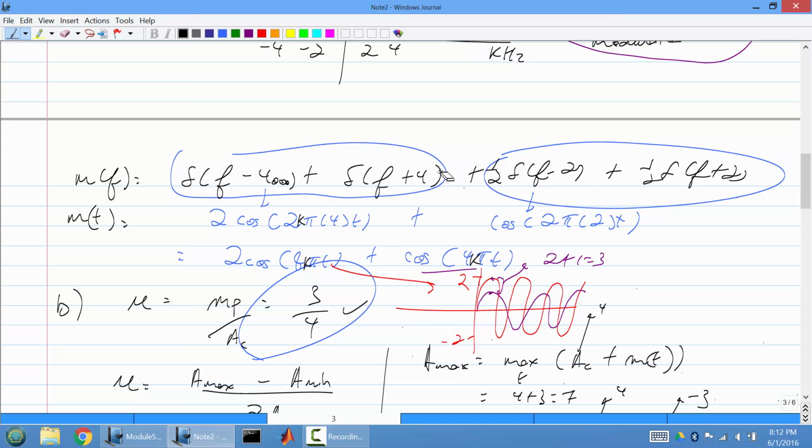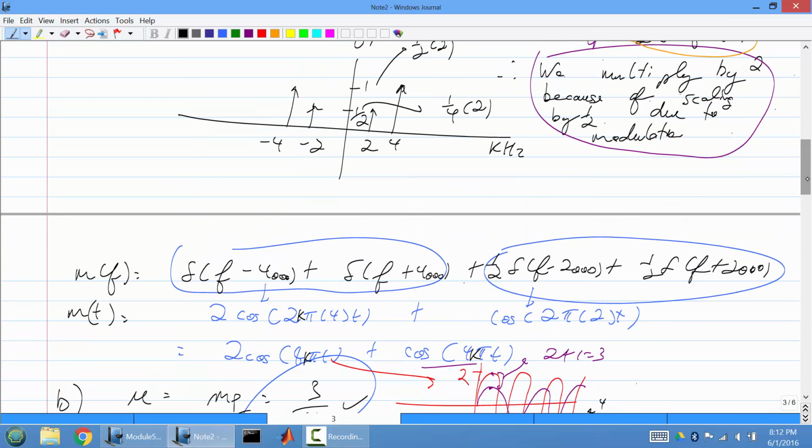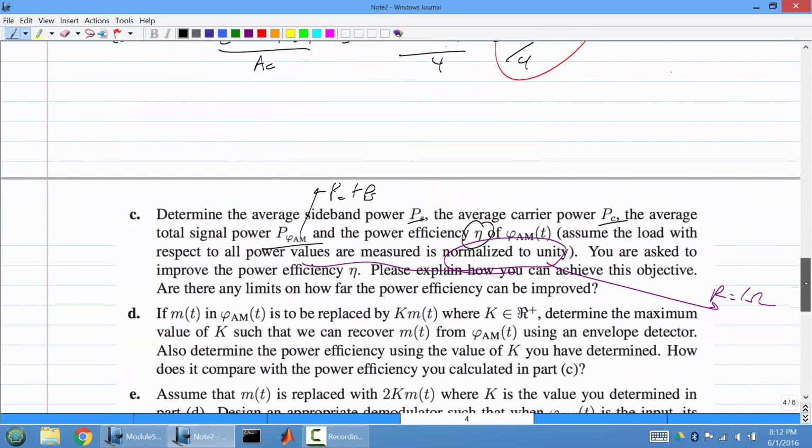Sorry, this is 4,000. It's in kilohertz, I forgot. So we have 2,000. It's not 2, it's 2,000 because it's in kilohertz. Sorry about that. Because the impulse here is in kilohertz, this is minus 4,000 plus 4,000, and this is minus 2,000 plus 2,000. So it's not plus minus 4, it's plus minus 4,000. Forgot about that.